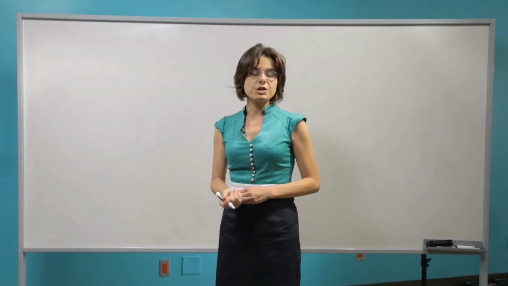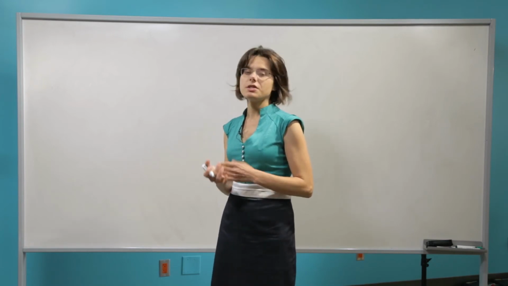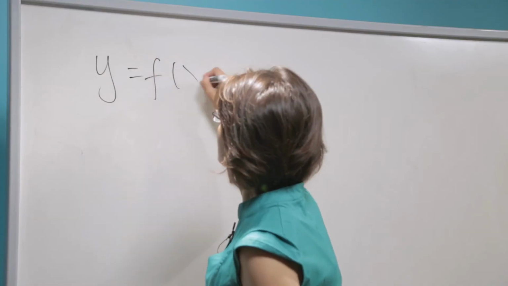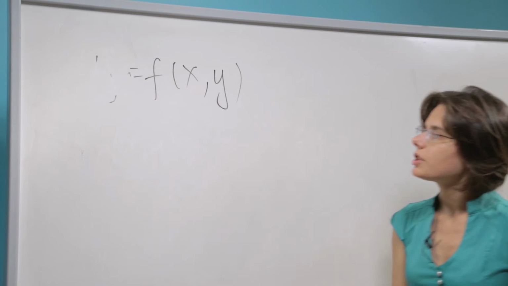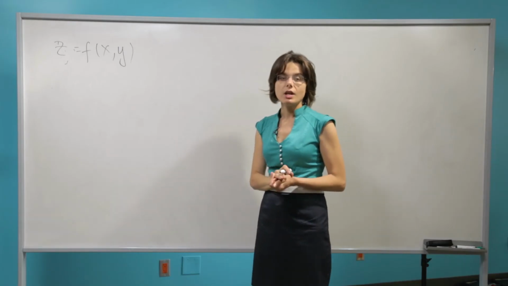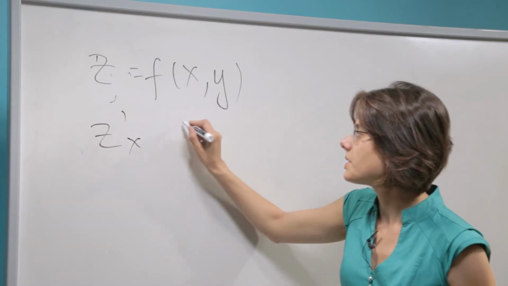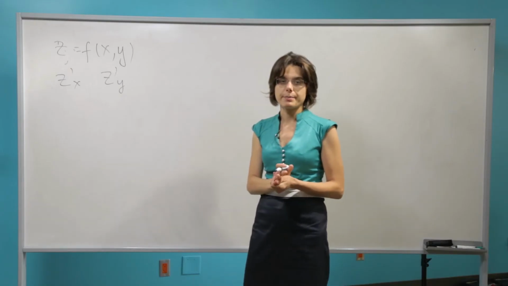For multivariable functions, we also can find the higher order derivatives. So we can differentiate them twice. For example, if we have a function f of x, y, we can find first derivatives with respect to variable x and with respect to variable y. And now we can differentiate a second time.